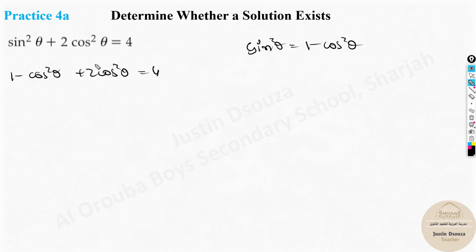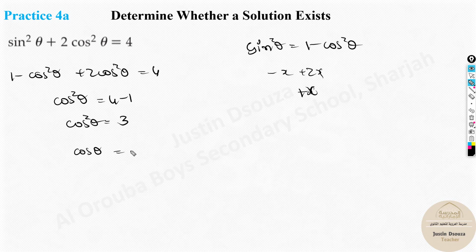But you can see here, this is like minus x plus 2x. Cos square and cos square, it's the same variable. 2 cos square theta minus cos square theta is 1 cos square theta. That's it. I hope that's clear. And this one, I'll take to the other side, equals 4 minus 1. So I'm getting cos square theta equals, how much is it? 3. Take root on both sides. Cos theta will be equal to plus or minus root 3.